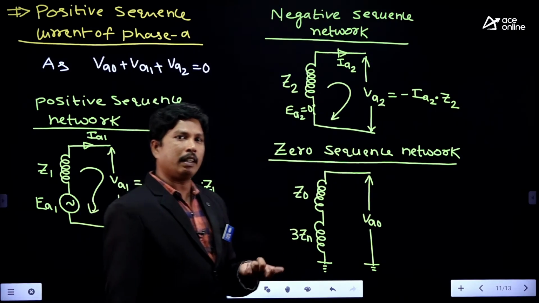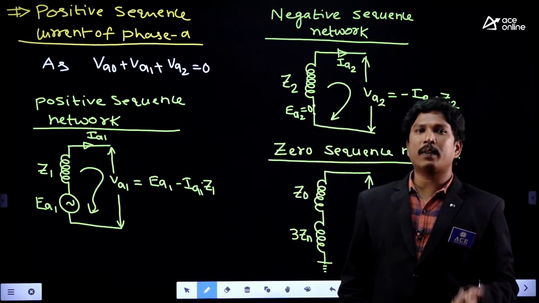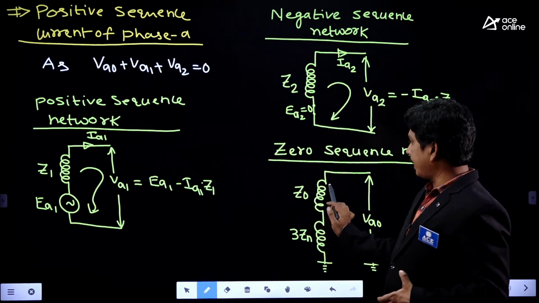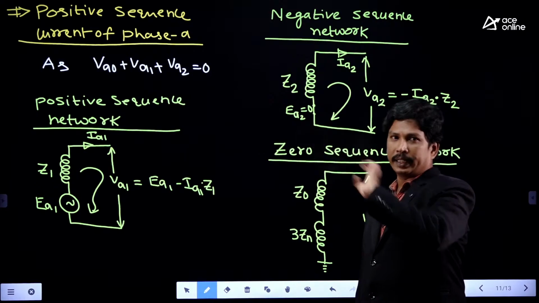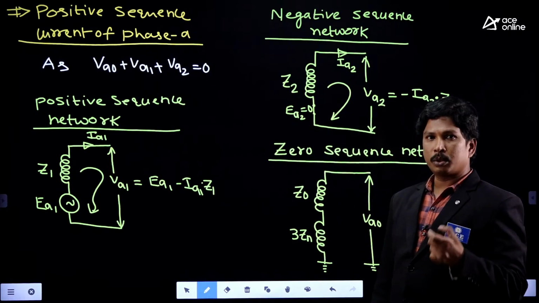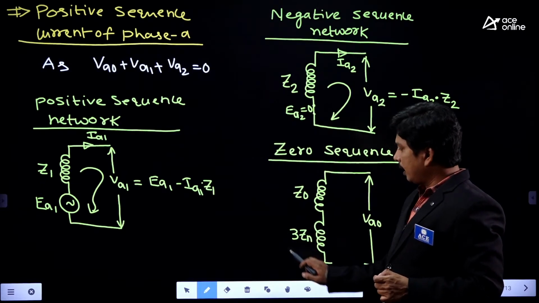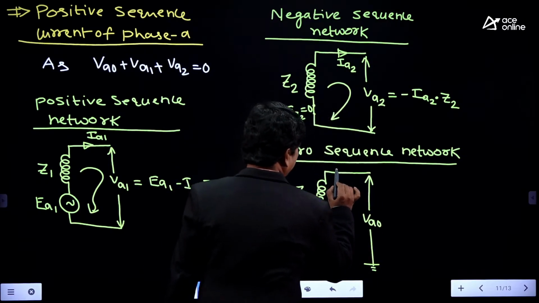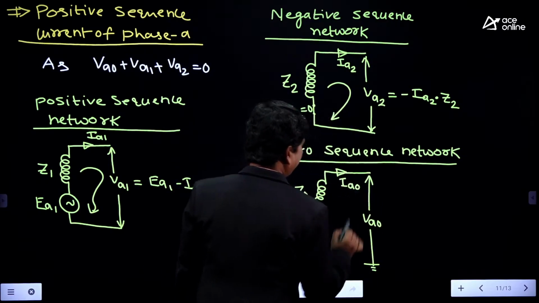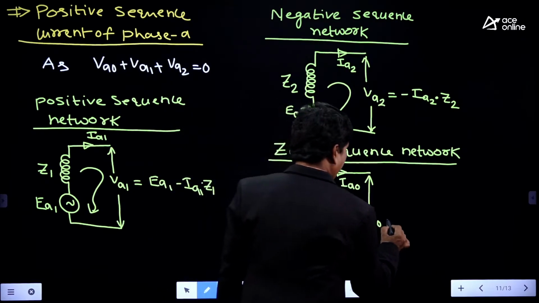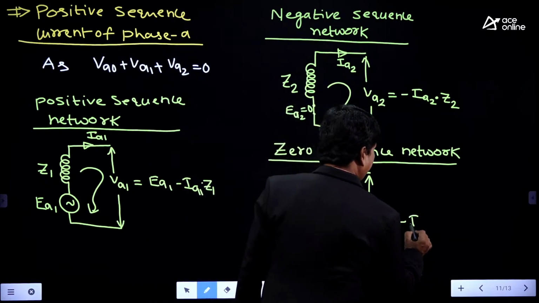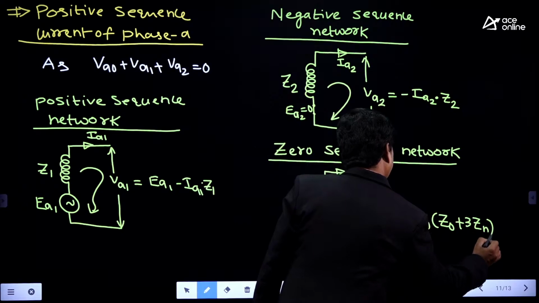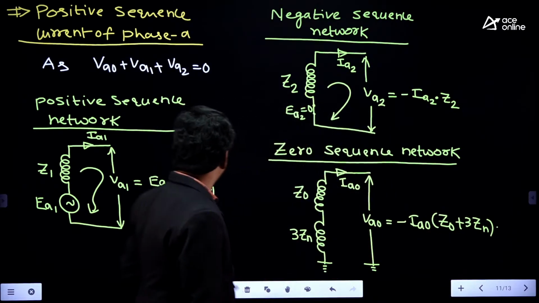Why? Because the neutral current will be 3IA0. So to equalize the KCL, 3IA0 is the neutral current actually, and IA0 is the current in one phase. To equalize 3IA0 to IA0, give the 3 to Zn, so that Zn will be replaced with 3Zn. So you will get 3Zn in place of Zn, and here we will get Z0. Therefore, the current flowing here will be IA0. Now what is VA0? VA0 is equivalent to minus IA0 into Z0 plus 3Zn. Substitute this VA0 value here.